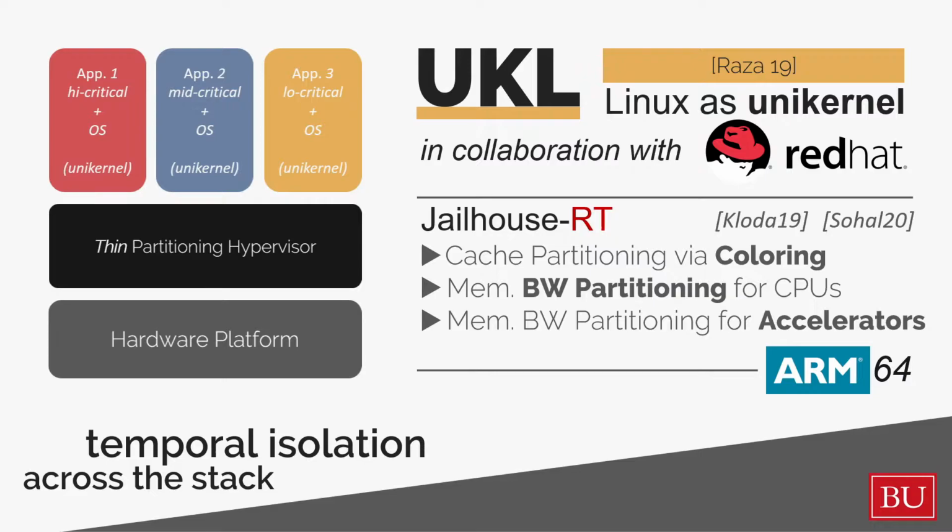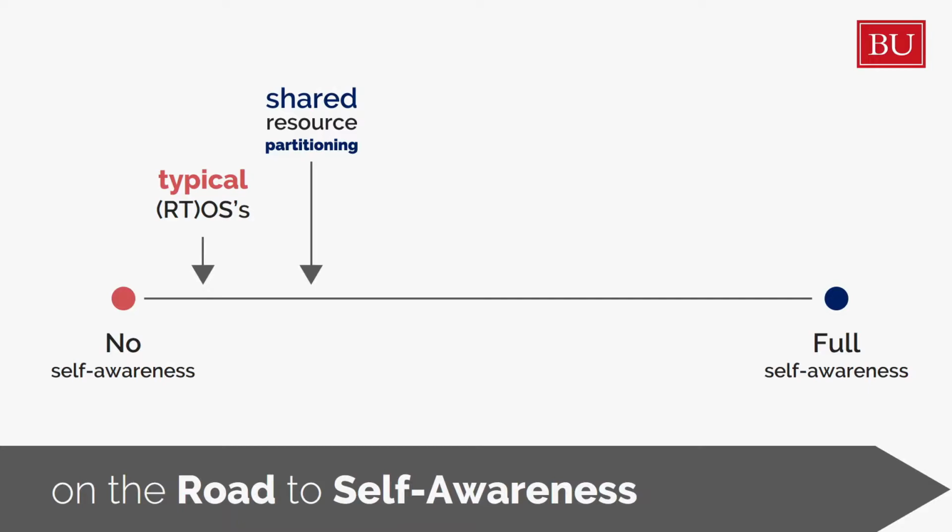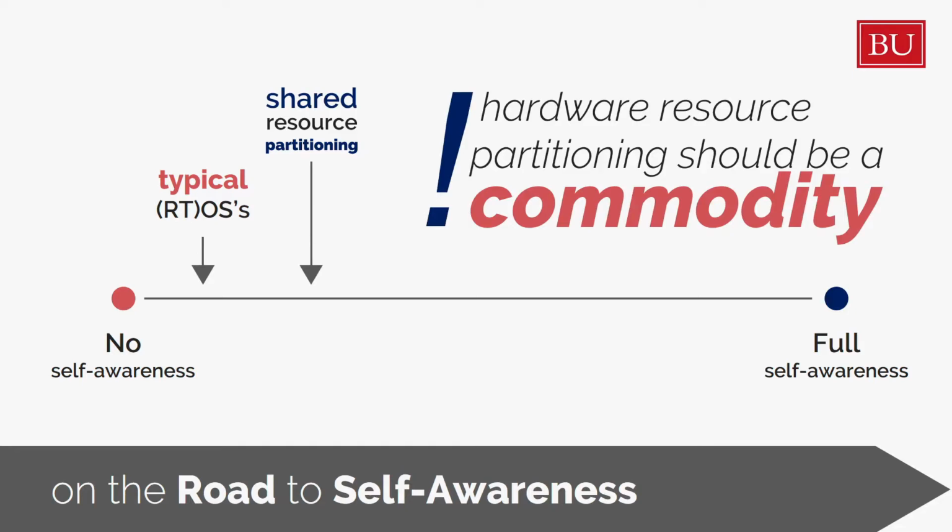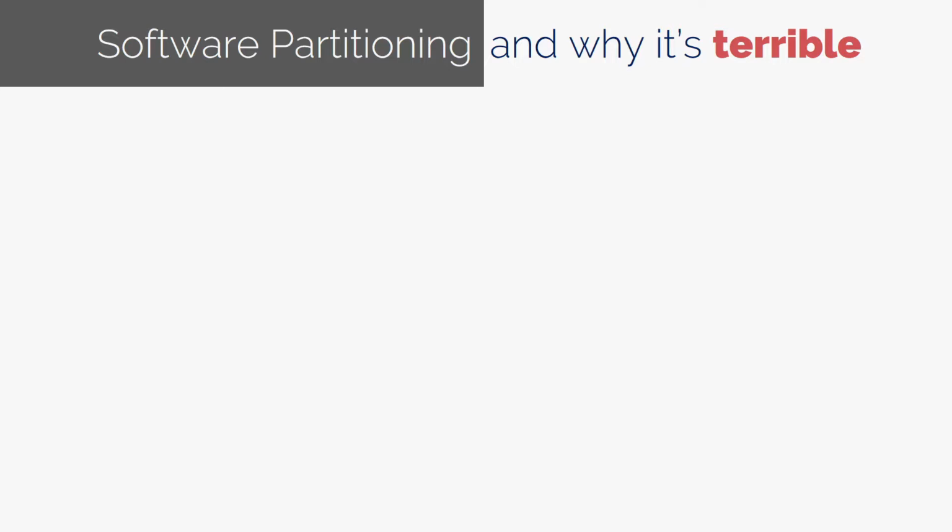And now, if we look at where we are, essentially the introduction of shared resource partitioning primitives allows us to do one more step in this road to full self-awareness. But what's important here to understand is that hardware resource partitioning is not the solution, it is only the starting point, and these techniques need to become commodity in modern real-time operating systems. But resource partitioning alone is not the answer. And in fact, here I hope to prove to you that software partitioning by itself is not the answer and actually can be quite terrible.